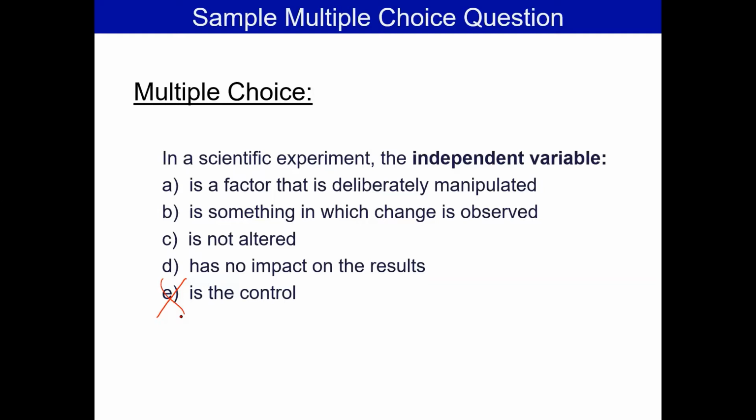So let's take a look at these. Is the factor that is deliberately manipulated? No, that would be the variable, the independent variable. Yes, that is actually the correct answer. I shouldn't have put it at A. So the independent variable, sometimes we call it the manipulated variable.